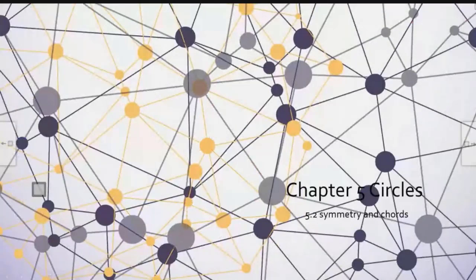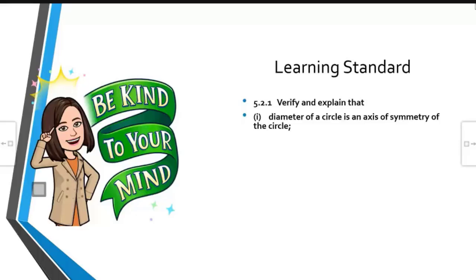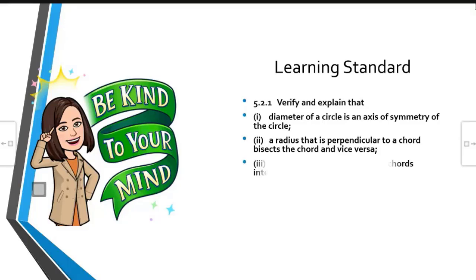Okay. So this is the symmetry and chords for the 5.2. Okay, so this is our learning standard cover for 5.2.1. So you need to verify and explain that the diameter of a circle is the axis of symmetry of the circle. Then the second one, the radius is perpendicular to a chord, bisect the chord and vice versa. Perpendicular bisector of two chords intersect at the center.